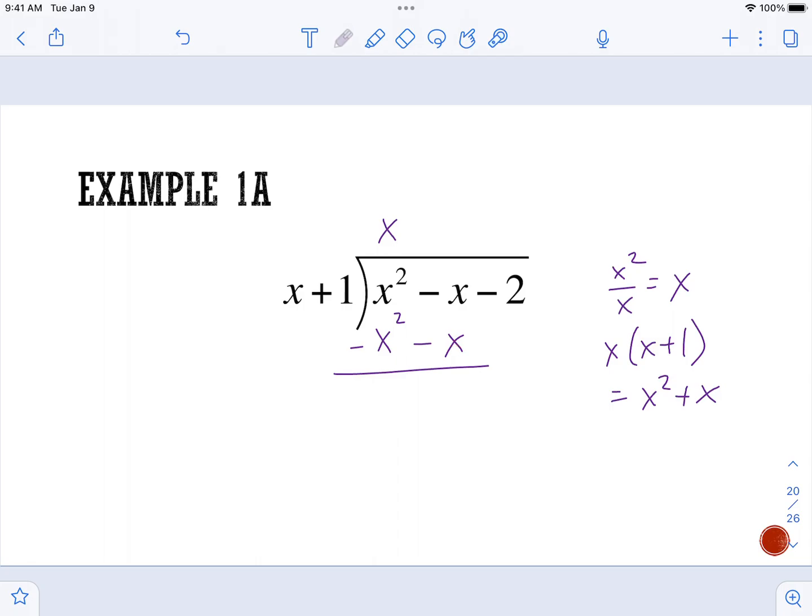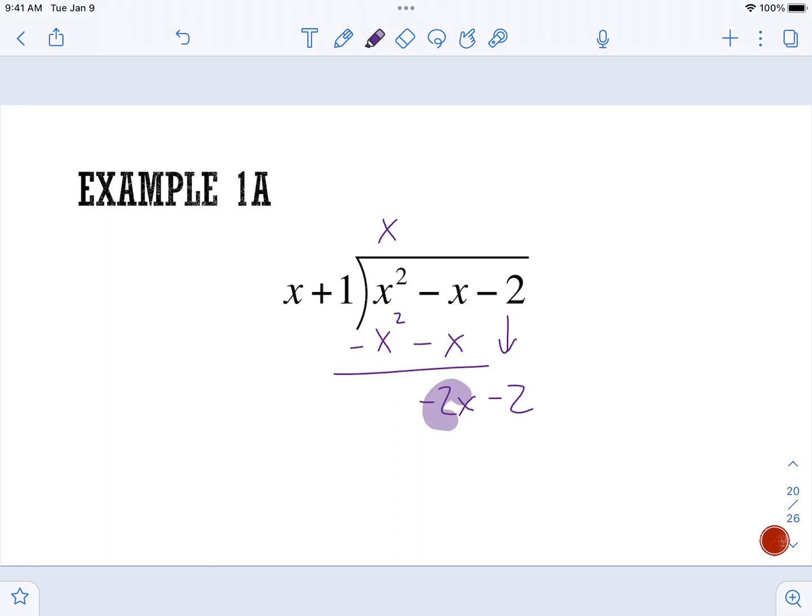Negative x minus x is going to be negative 2x. And then I'll bring down that negative 2, that minus 2, to there. And now we just repeat that process. All right, so when I repeat this, I'm going to divide this first term. This is my new first term, the first term of what's left after I divided x plus 1 out of here x times. I'm left with this.